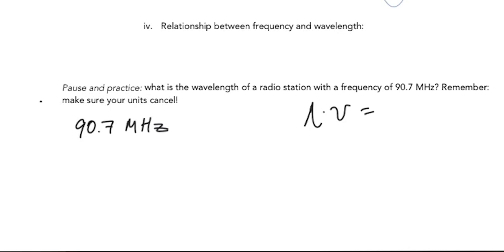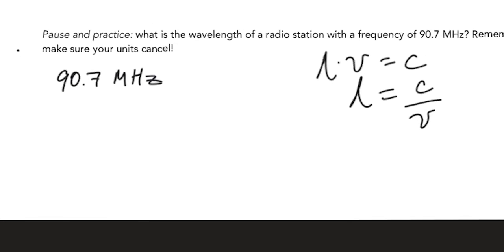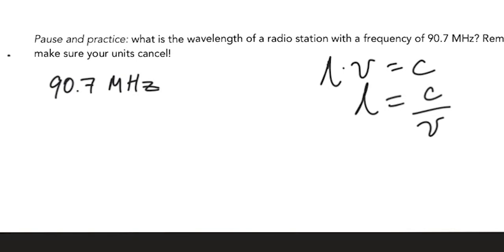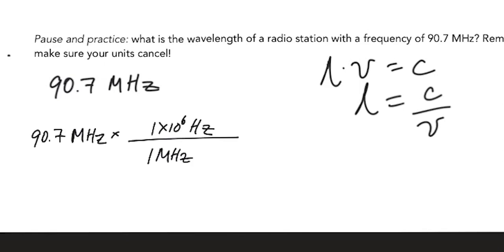So we can arrange the equation to solve for lambda. We can divide c by the frequency to give us lambda. But first we have to make some changes. We're in megahertz and we have to convert to hertz. The multiplier M for mega means 1 times 10 to the 6th. So if we set up our conversion, we'll end up multiplying our value in megahertz by 1 times 10 to the 6th to get a frequency of 9.07 times 10 to the 7 hertz.